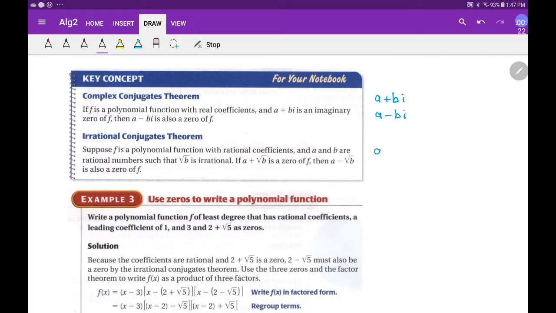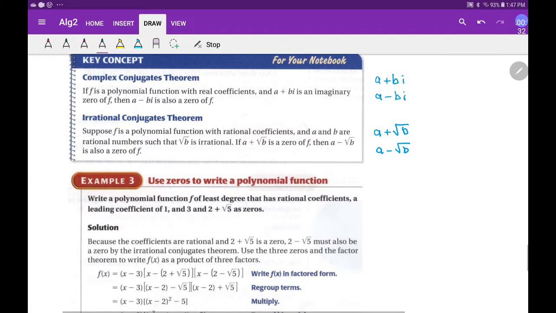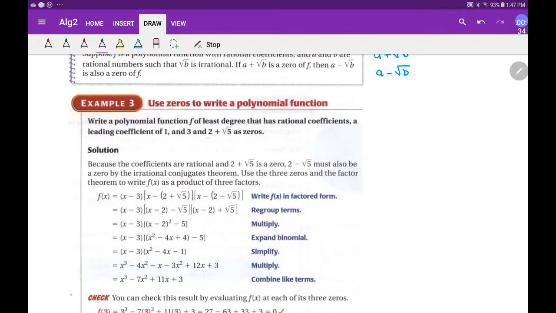And if you tell me that a plus the square root of b is a factor, then I know that a minus the square root of b is also a factor. You don't have to tell me, I just know it. Okay? So, for instance, in the example problem, as you recall from last time, if I have 2 plus the square root of 5, then I know that 2 minus the square root of 5 is also a factor.